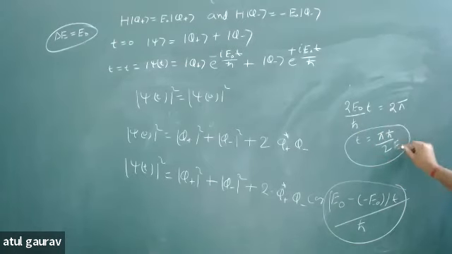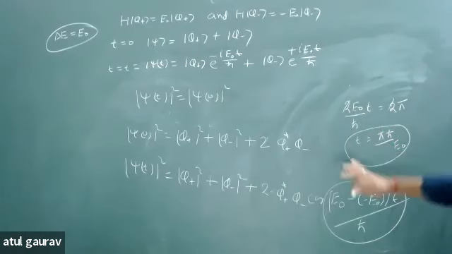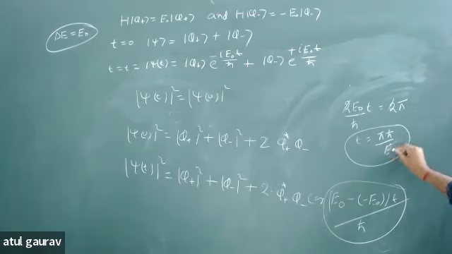2 E naught, naught, right? Yes sir, same time. 2 is also not there, so 2 cancelled. So pi h cut upon E naught. This is your pi h cut upon E naught.